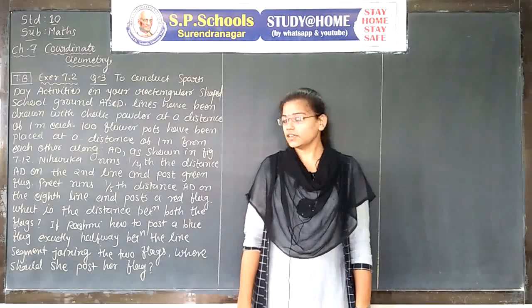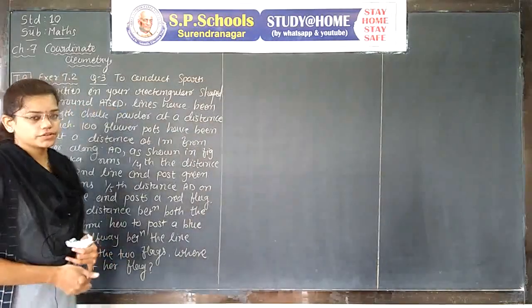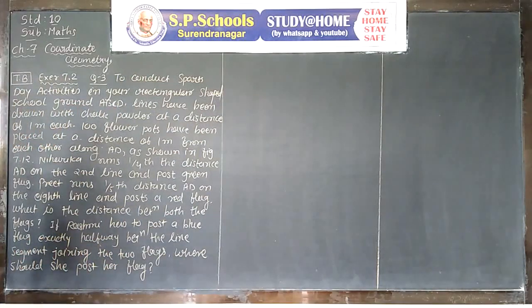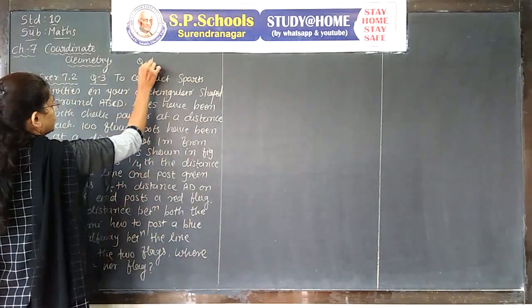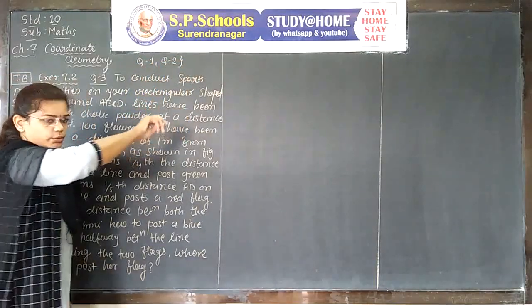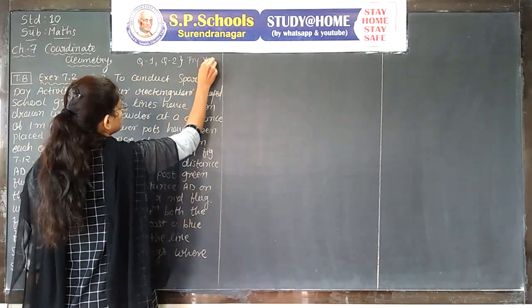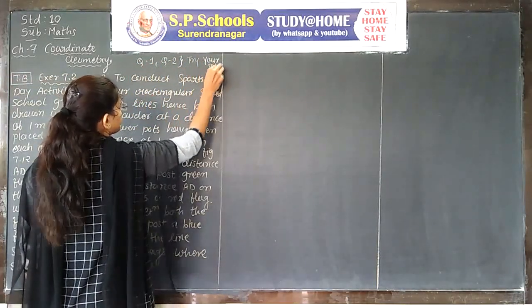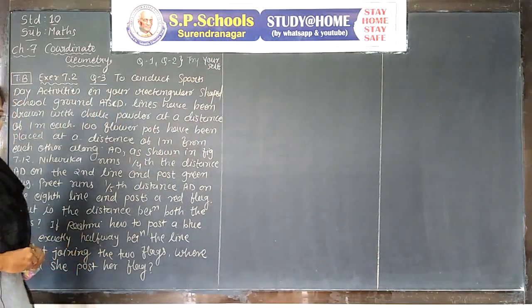Let's see the exercise 7.2, in which the first two questions are related to the example. That's why try yourself. Question number 1 and question number 2 are related to our section formula. That's why try yourself. Let's see the third one, which is very easy.